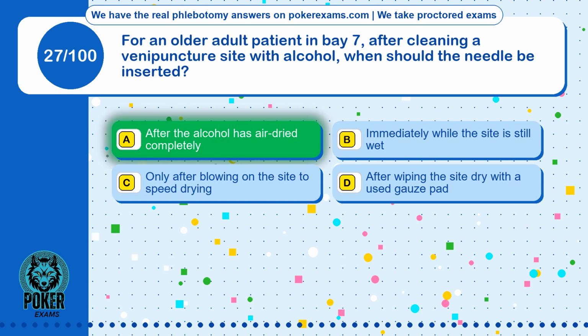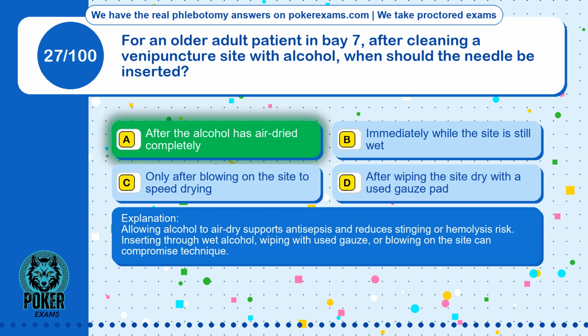The correct answer is option A, after the alcohol has air dried completely. Allowing alcohol to air dry supports antisepsis and reduces stinging or hemolysis risk. Inserting through wet alcohol, wiping with used gauze, or blowing on the site can compromise technique.